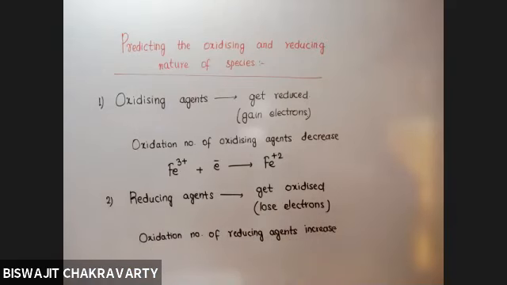So if you just reverse this equation, we can say that Fe2+ changes to Fe3+ plus an electron. So here the role of Fe2+ is reducing agent because it is losing the electron. And when it is losing the electron, is not the oxidation number increasing? Yes. Up to this much it is clear?